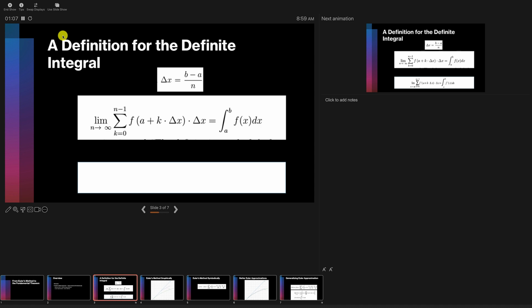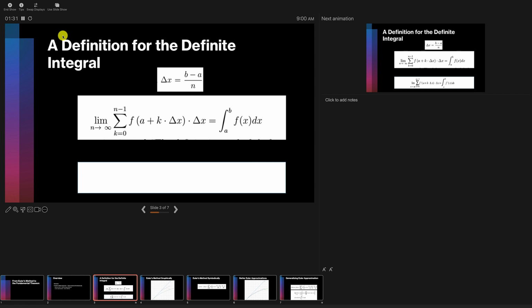Okay, so one definition for the definite integral. If your function f is continuous, this can be used. If you define delta x to be the width of each equal subinterval, (b minus a) divided by n, then the limit as n goes to infinity of the summation from 0 to n minus 1 of f of (a plus k delta x) times delta x is one way to define the definite integral.